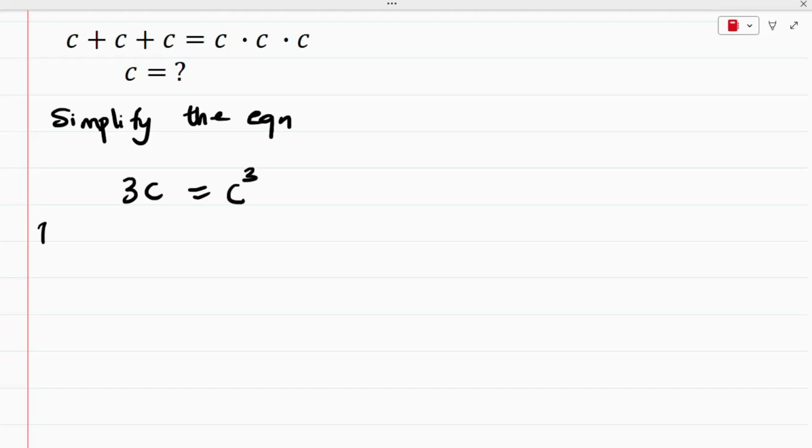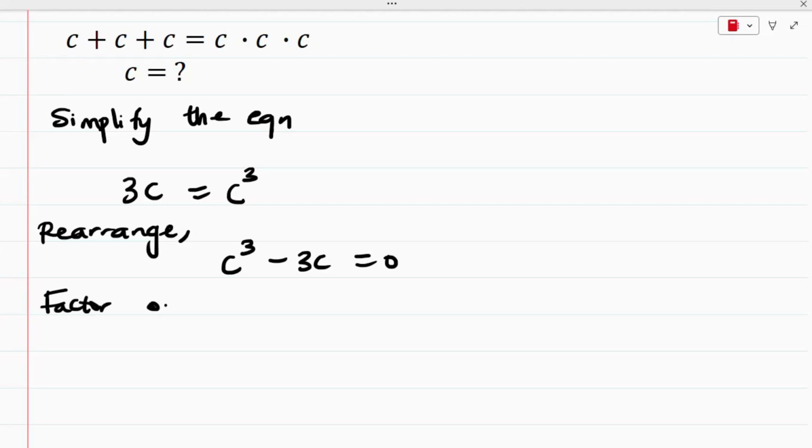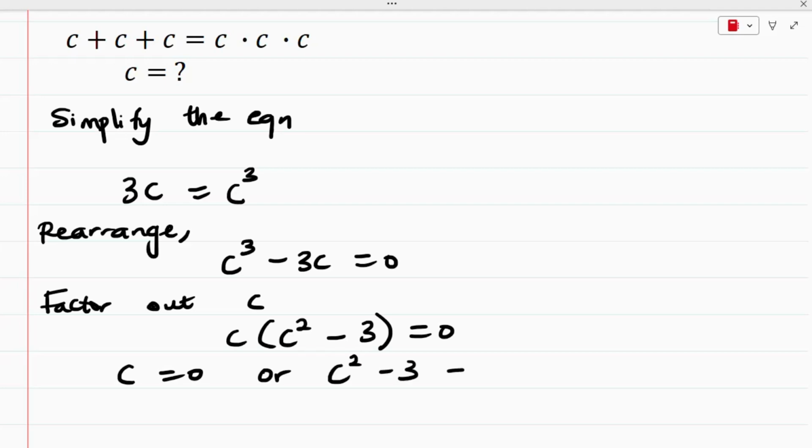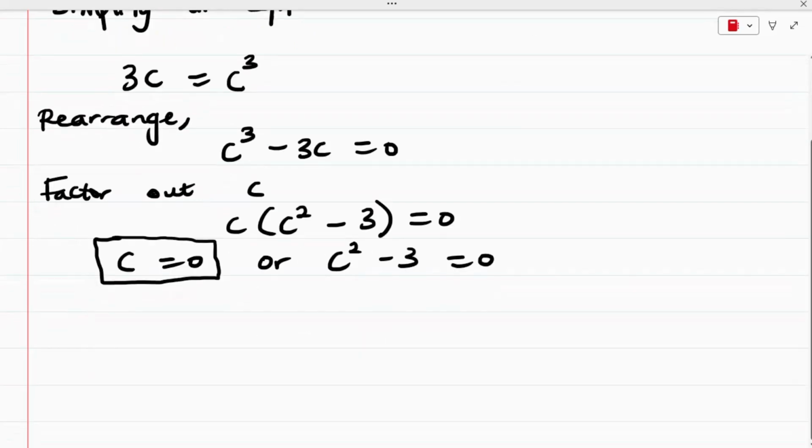So the next thing we want to do is to simply rearrange the equation and set it to 0. So this becomes C raised to the power of 3 minus 3C is equals to 0. So next is to factor out the common term, which is C. So factoring out C, we have C times (C raised to the power of 2 minus 3) is equals to 0. So from here we have that C is equals to 0, or C squared minus 3 is equals to 0. So we have been able to solve for the first value of C. So let's solve for the rest values of C.